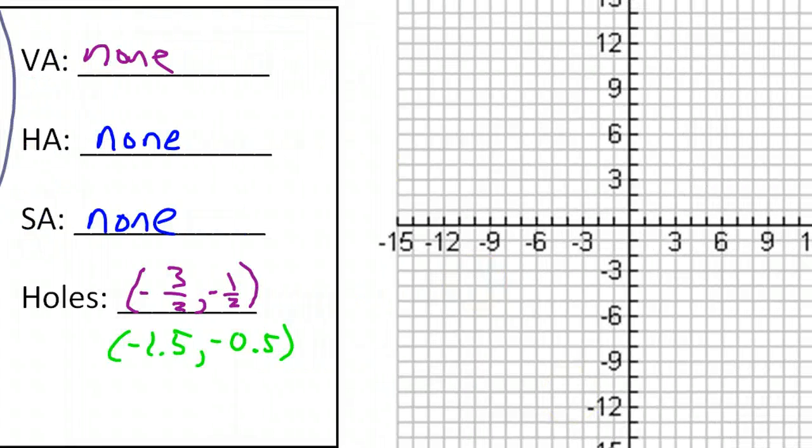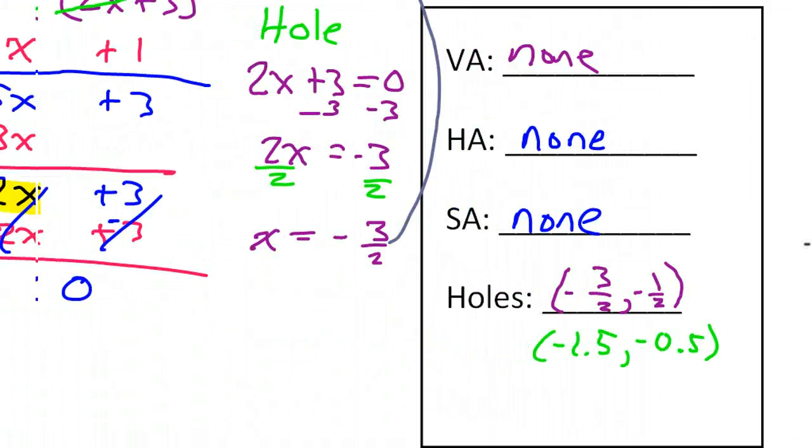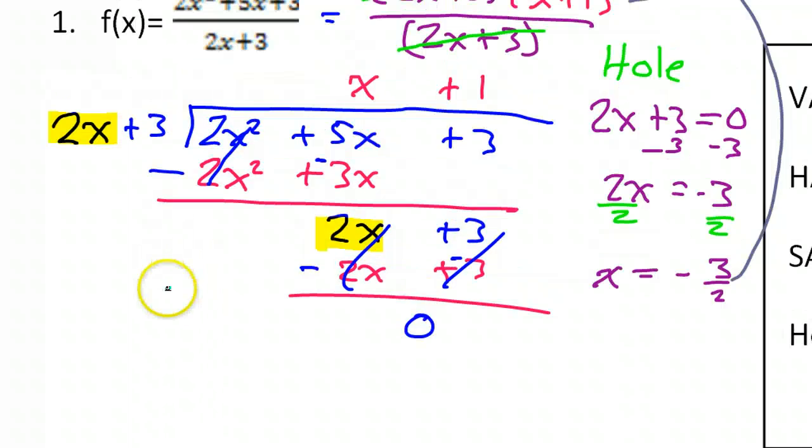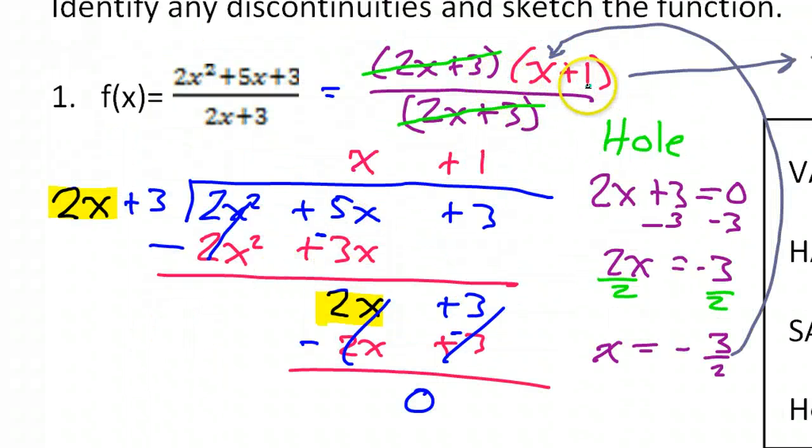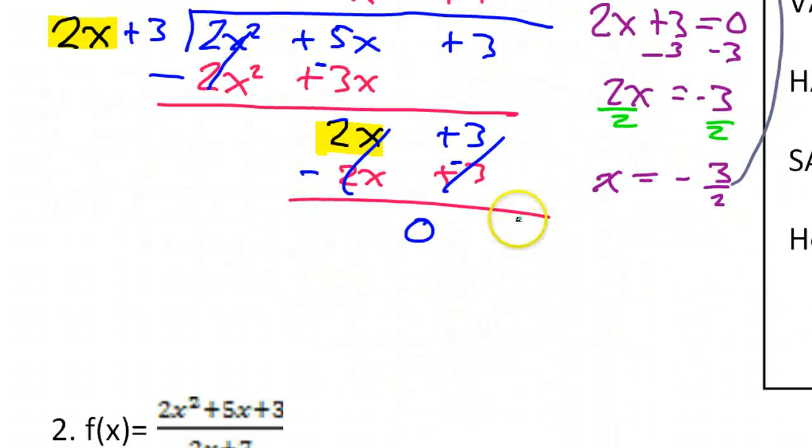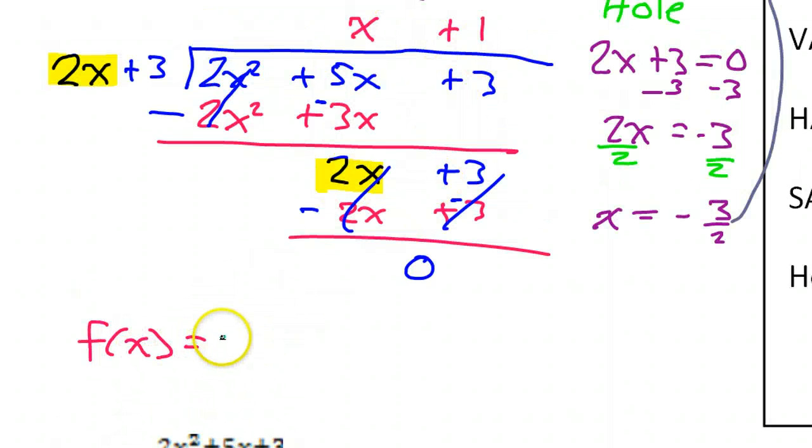So let's graph that hole right now. Negative 1.5 and negative 0.5. So we'll have a hole right there. Now, there are no asymptotes because look what's left of our function. This is the part we're going to graph. Our function has now been reduced to f of x equals x plus 1. It's just this with a hole in it. So this is just a line. It's a linear function, plain and simple.